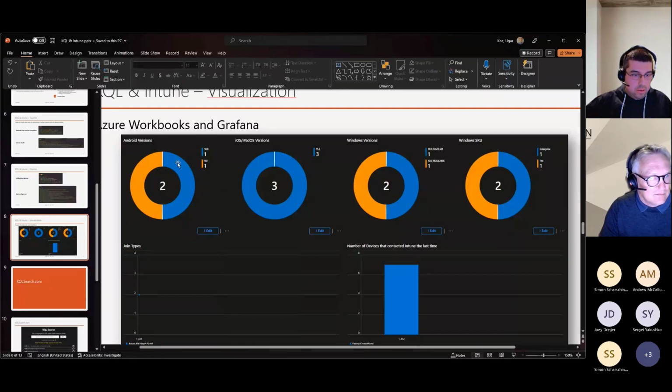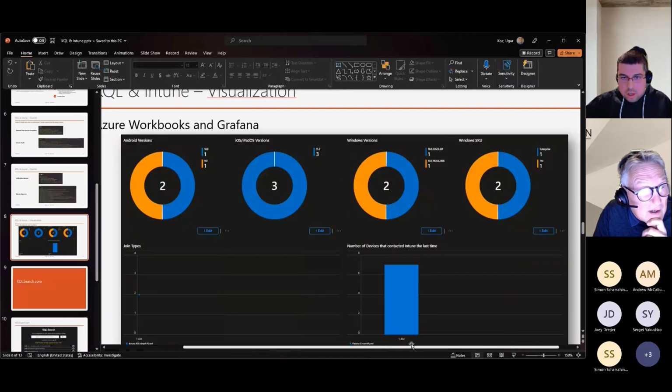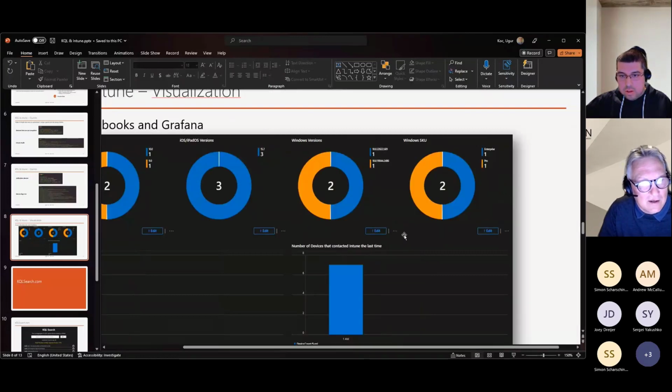So here's a visualization for the Android versions. I have 2 devices, one device is on 9.0 and one device is on 10.0. I have 3 iOS devices, which are all on 15.7. Windows versions are these devices, and I have 1 Windows with the Pro version and 1 on the Enterprise version.